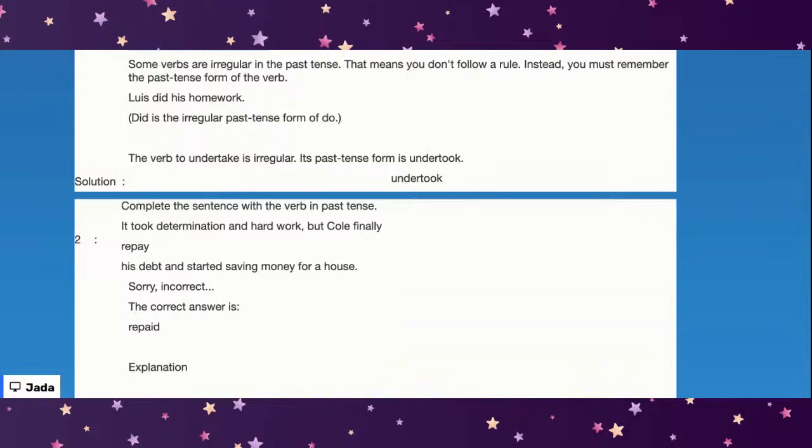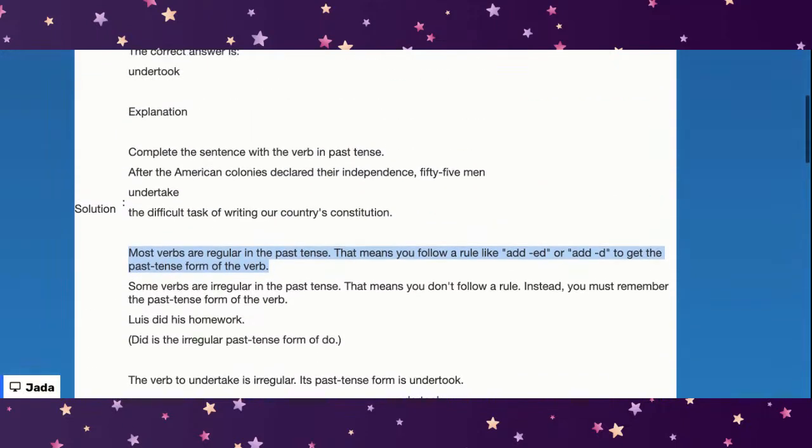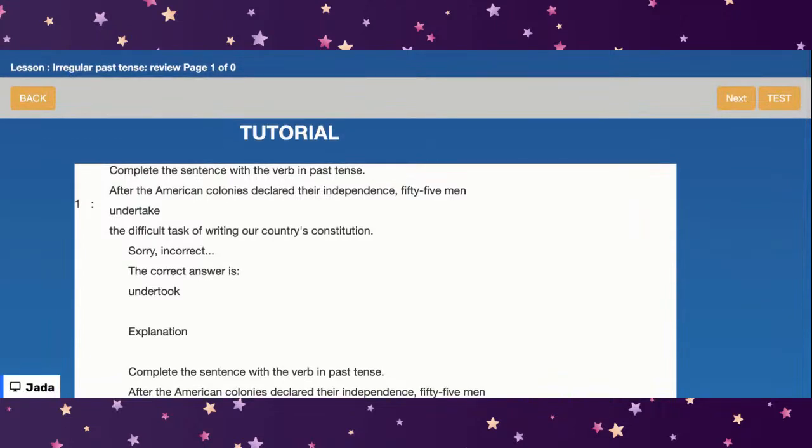Okay, and you also need to note that not all verbs can be written in the regular and in the irregular. It depends on the words, okay? So you have to be able to identify the words that go with the regular and the words that go with the irregular. Okay, so that's it for this first lesson. This first lesson is all about the irregular past.